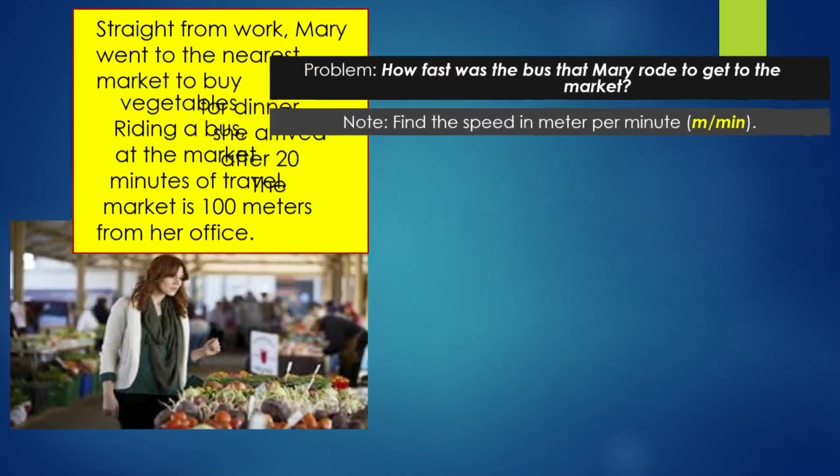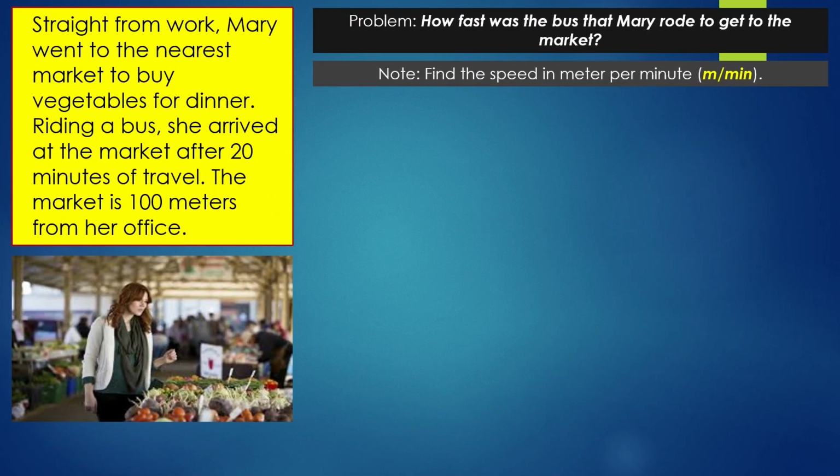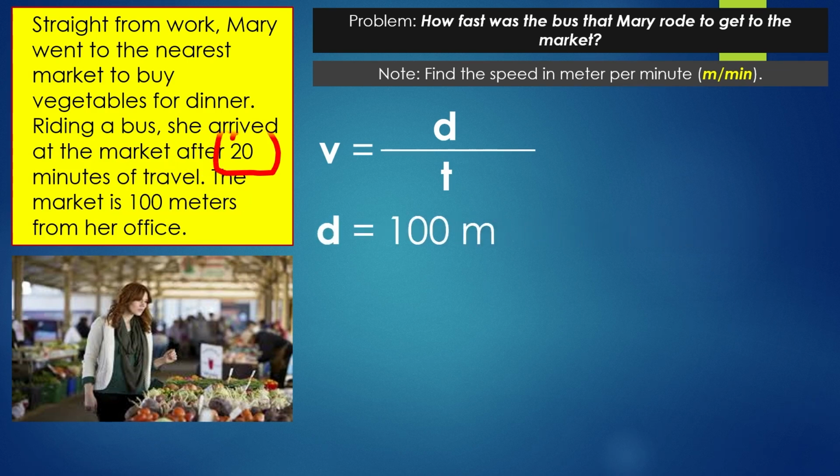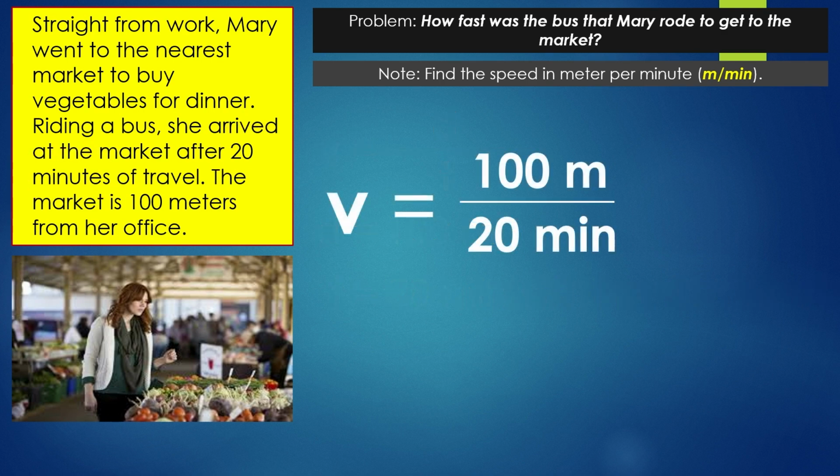Let's analyze the situation. The formula for speed is V equals D divided by T. For the distance, we have 100 meters. For time, it gave us 20 minutes. Replace D with 100 meters and T with 20 minutes. So 100 meter distance divided by 20 minutes time equals 5 meters per minute.